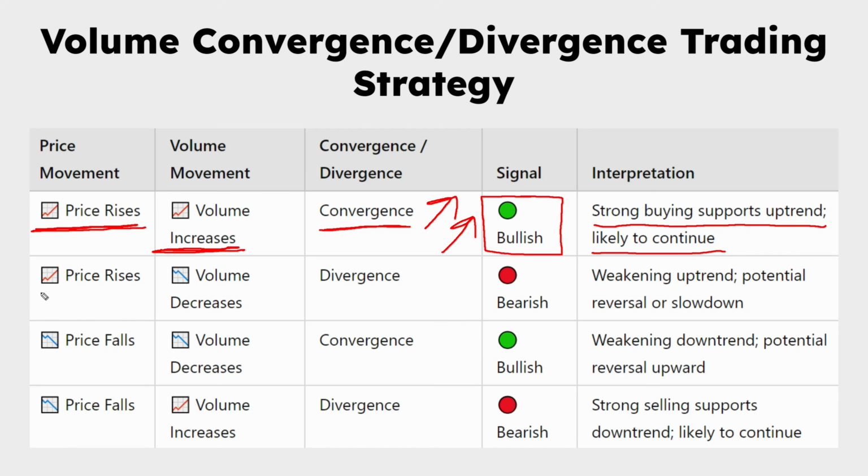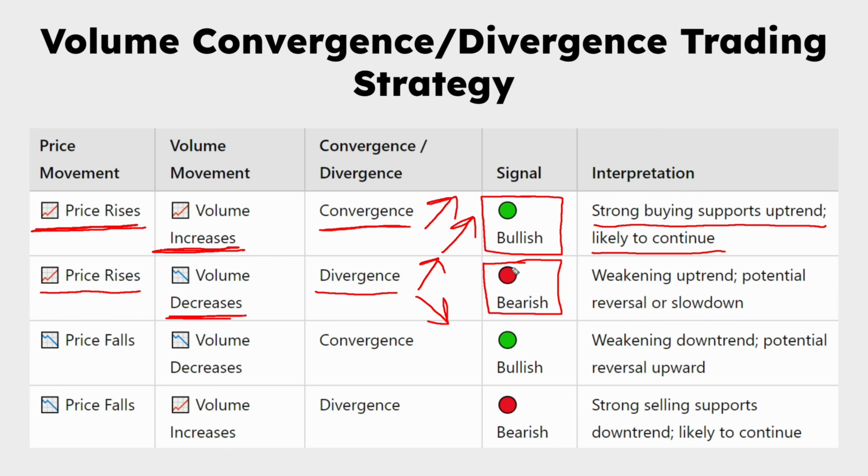But what about when we have the price rising and the volume decreasing? Is this a convergence or divergence? Well, this is a divergence, right? Because the price goes in one direction, the volume goes in the opposite direction. And the signal right here is bearish. Why is this signal bearish? Well, think about it.